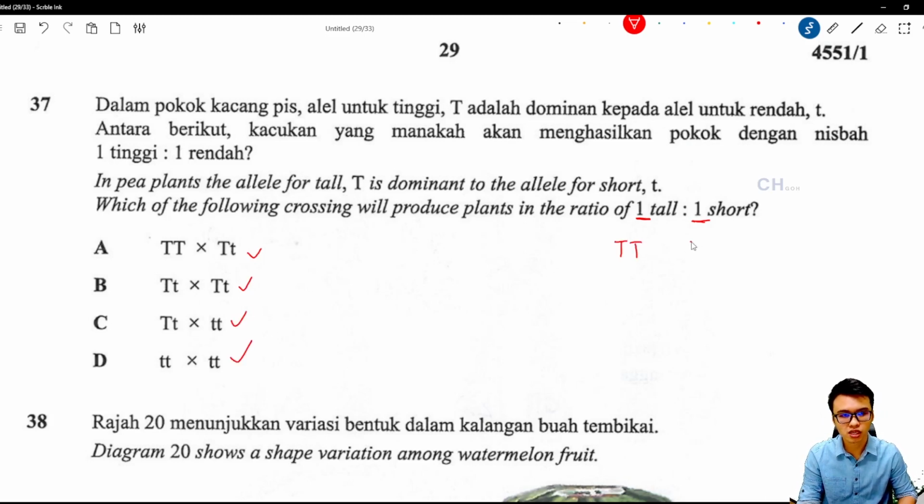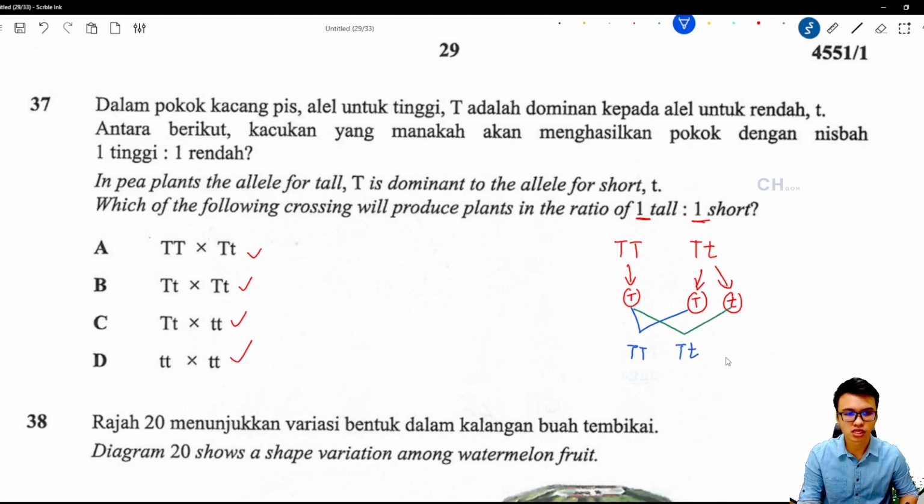So big T, small t. This one produces big T gametes, and this one produces big T and small t gametes. You try to fertilize them, you get big T, big T, and this one with this one, you get big T, small t. So both of these phenotypes will be tall plants. So answer A is not the answer. The answer here should be C.